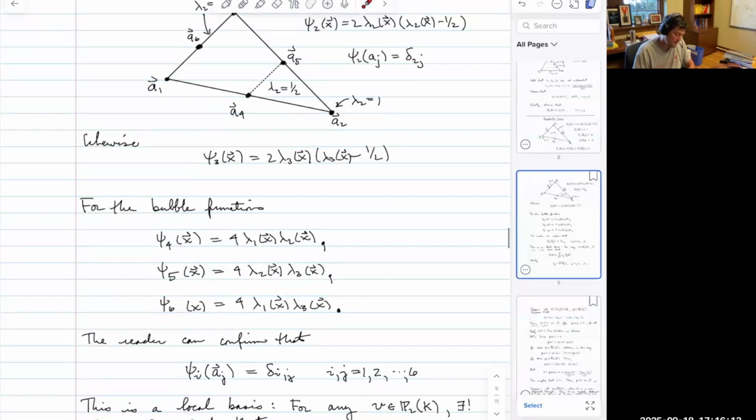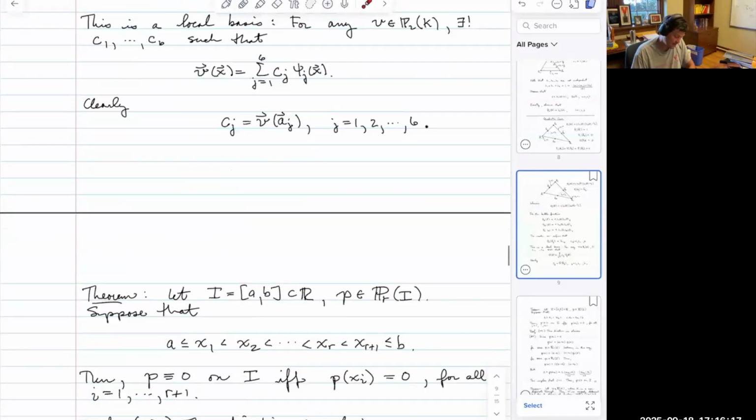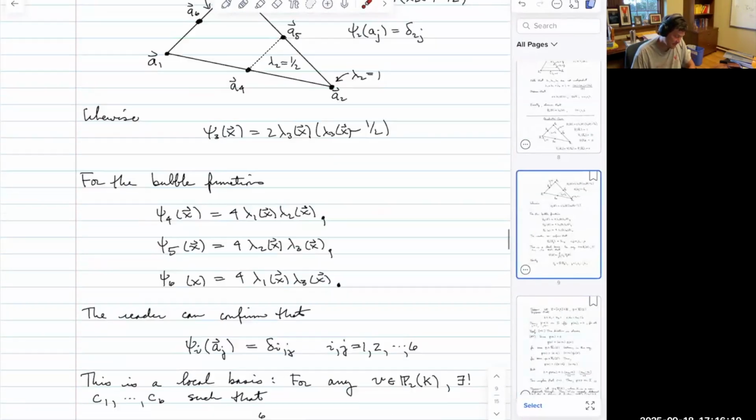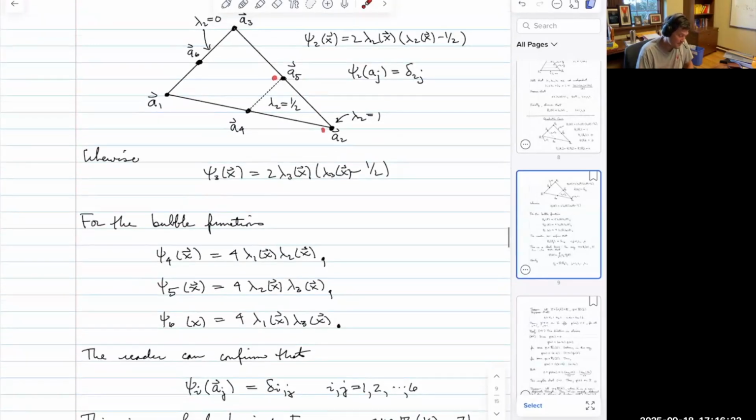Well, let's see, this one, do I cover that? Maybe I don't exactly cover it. So we've got 4 minutes, so let's cover this one. Psi 4 should be 1 here, and it should be 0 at all the other nodes. This one, this one, this one, this one, and that one. All right, so what about psi 4?